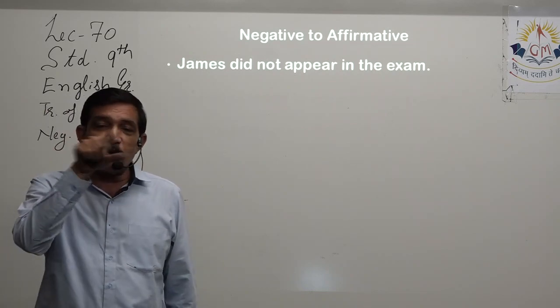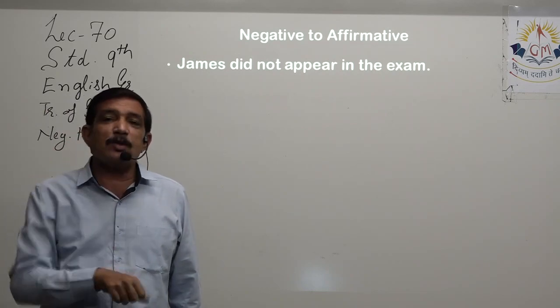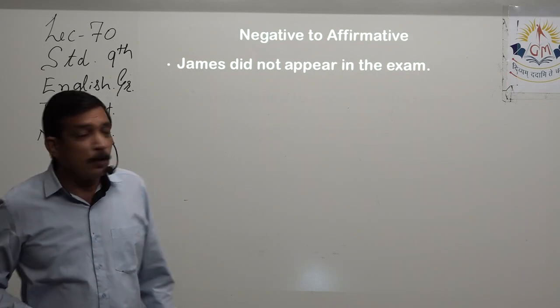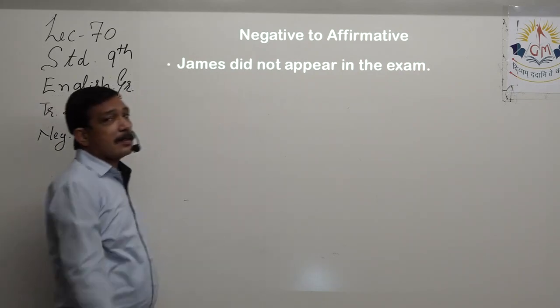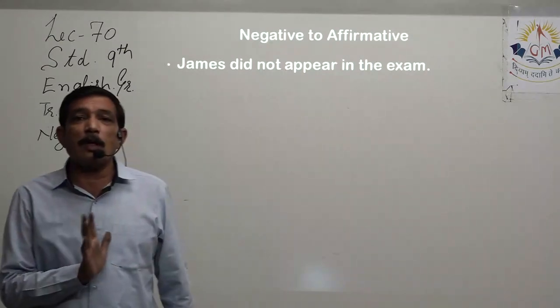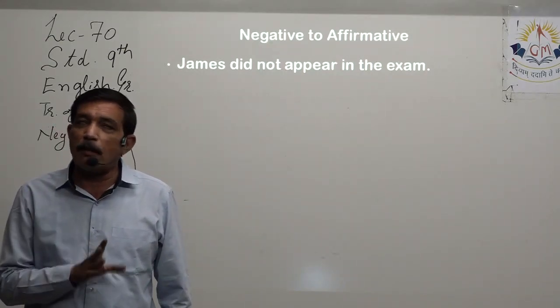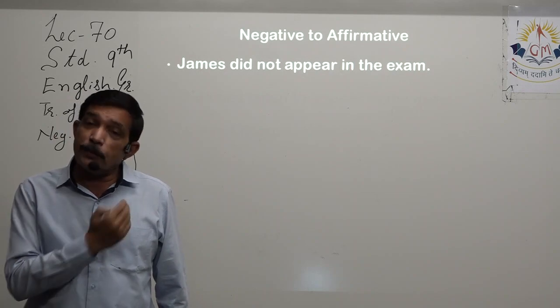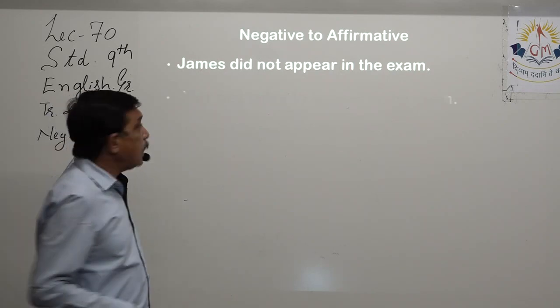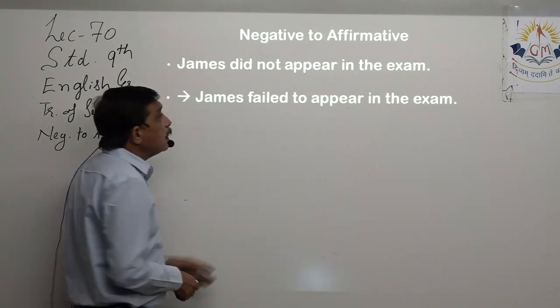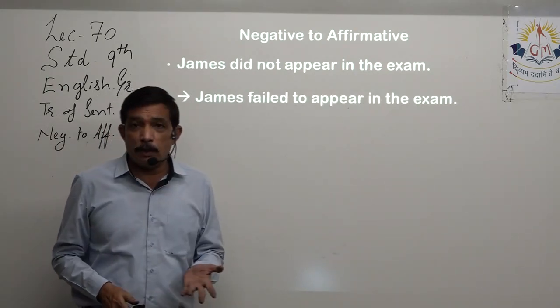I am more worried about that cross where you are losing 1 mark, right? So don't make absurd answers. See what the question is asking. He did not appear means he disappeared from the exam. I agree with that. But now if you write that answer, you won't get any marks, right? So let's see what the answer is. Very simple. Did not appear means failed to appear.